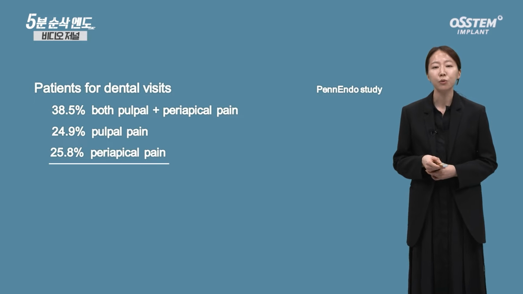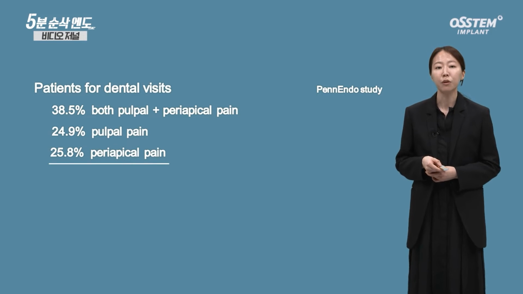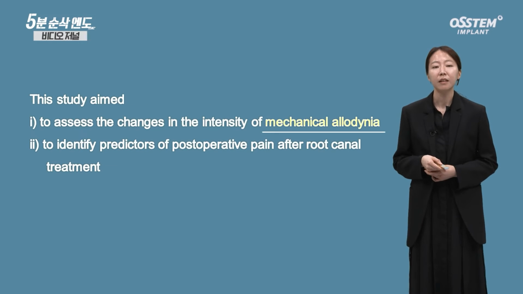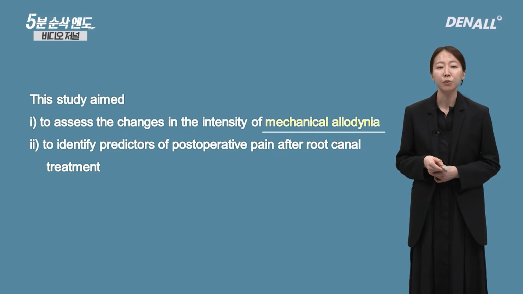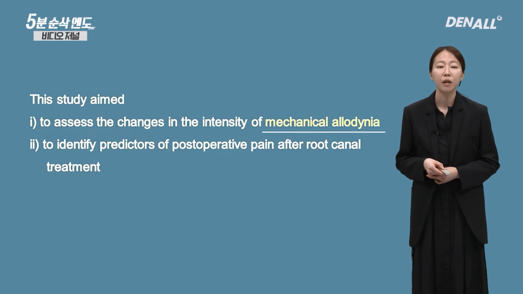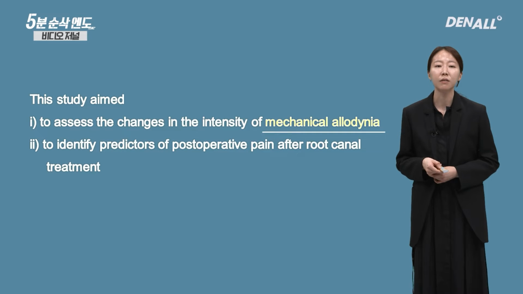The existing studies on endodontic surgery post-op pain did not differentiate these types of pain and only looked at spontaneous pain. The studies did not differentiate pulpal pain from periapical pain and look into how it changed before and after surgery. The study aim is to assess the changes in the intensity of mechanical allodynia and to identify predictors of postoperative pain after root canal treatment.